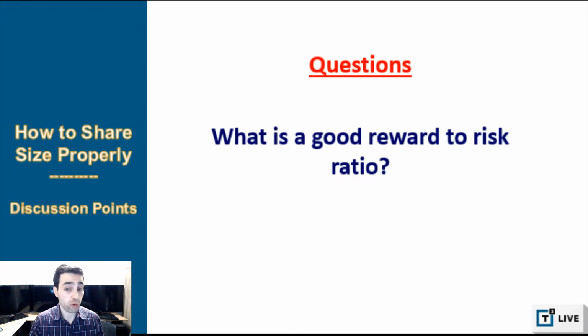Now, what's a good reward to risk ratio? Anybody? What's a good reward to risk ratio? What do you think? Good reward to risk. 2 to 1, 3 to 1. We talked about reward to risk, didn't we? At least 2 to 1. Anything above 1 to 1. Jay is saying 2 to 1 and 1 to 1. Well, which is it? Is it 2 to 1, 1 to 1?